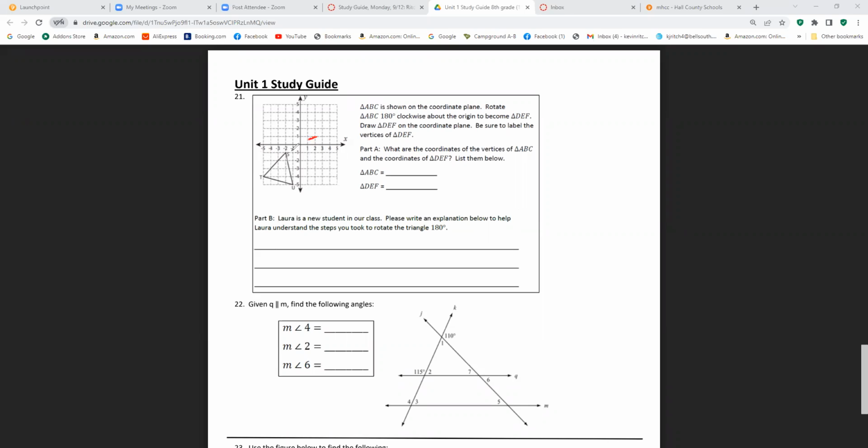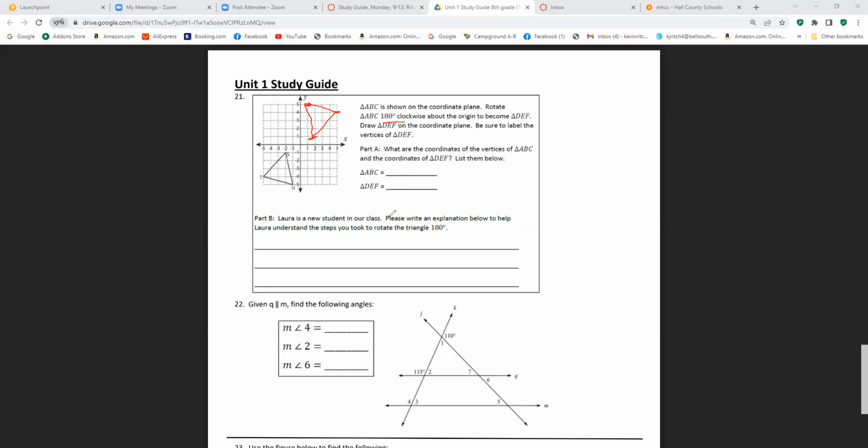Instead of -1, -5, we're going to go +1, +5. Instead of -5, -4, we're going to go +5, +4. And here is our transformation for our 180-degree clockwise rotation. So what are the vertices of ABC? What are the coordinates? I just said those out loud, and you could just write those here.